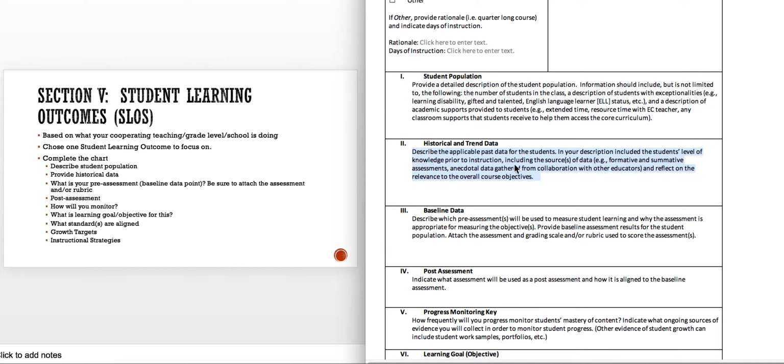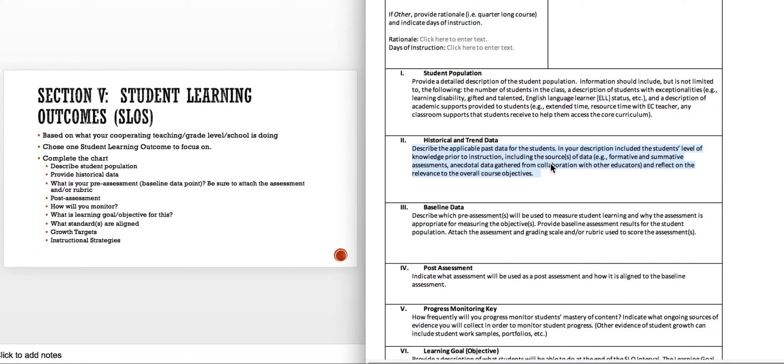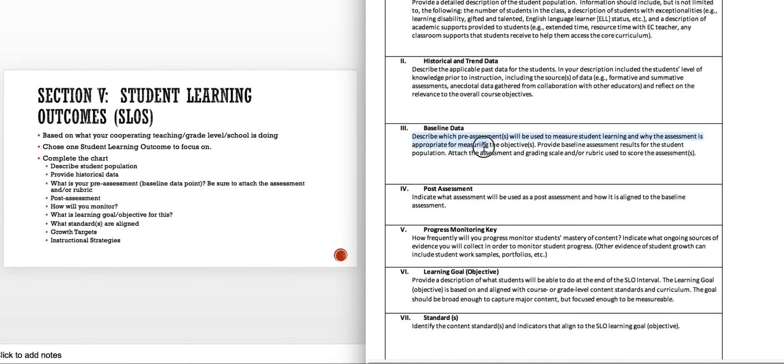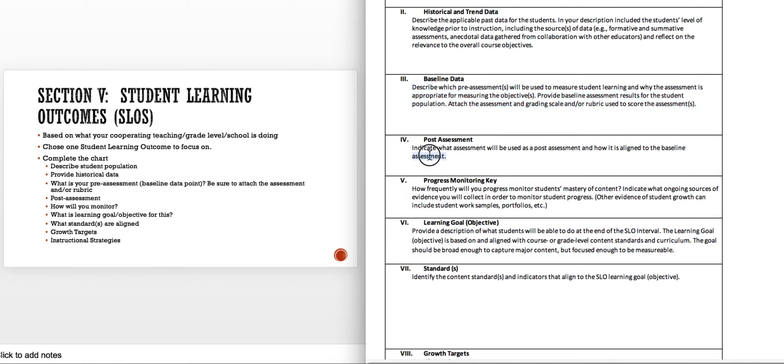The second part of your student learning outcomes are historical and trend data. So is there any applicable data from the past that you know about either your students or the assessments that you're going to be using? Your baseline data is what you get from your pre-assessment. So how do you measure and where are your students before you start teaching them, working with them on this learning outcome? Post-assessment is the assessment you do at the end of the time period.